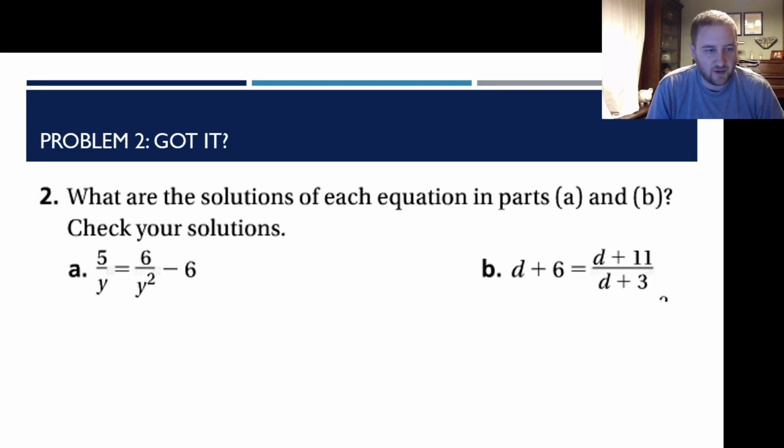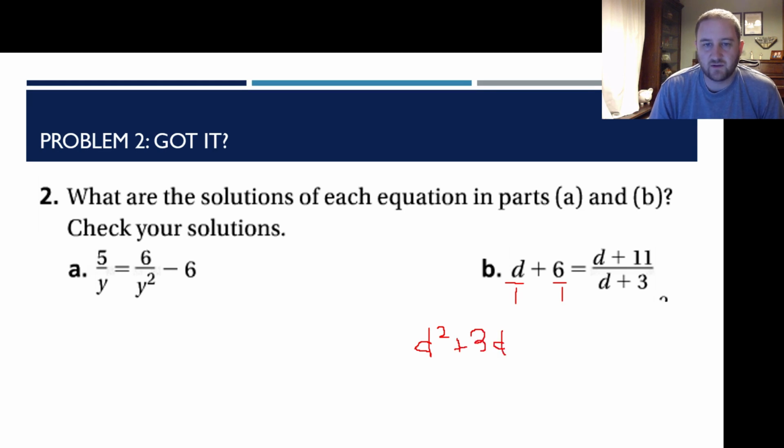Next, let's do part B. Here it's kind of different because we need to multiply both sides of the equation by d plus 3. So this is d over 1, this is 6 over 1. We're going to multiply both sides of the equation by d plus 3. So d plus 3 times d gives us d squared plus 3d.